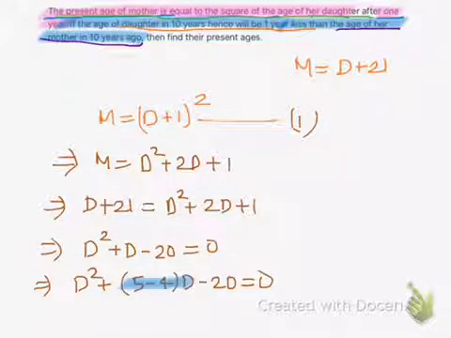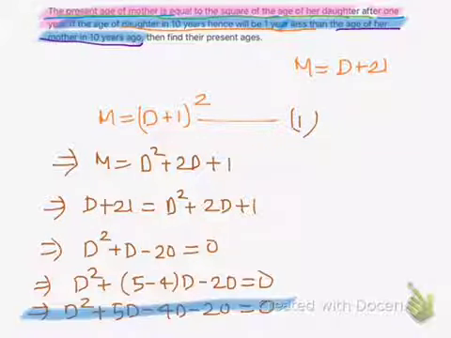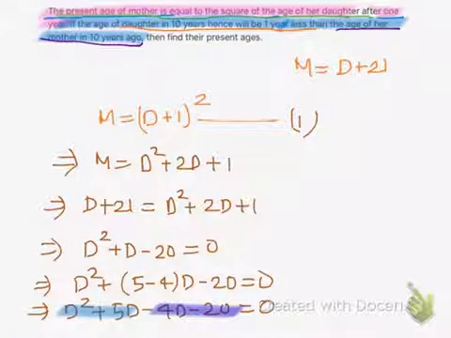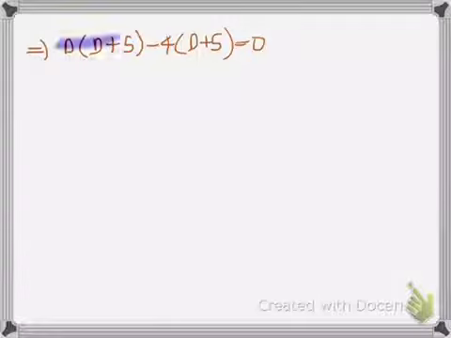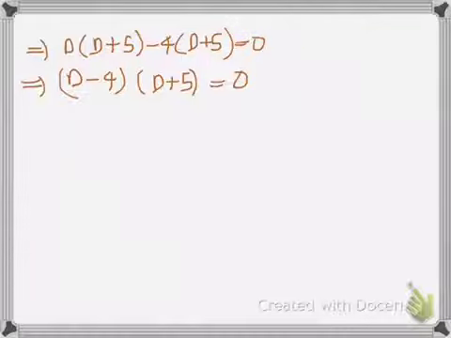In place of 1D, here I've used 5D minus 4D, which is the same. This gives D squared plus 5D minus 4D minus 20 is equal to 0. Now let's take D common from our first two expressions and minus 4 common from our last two expressions. This leads to D times D plus 5 minus 4 times D plus 5 is equal to 0. This gives D minus 4 times D plus 5 is equal to 0.